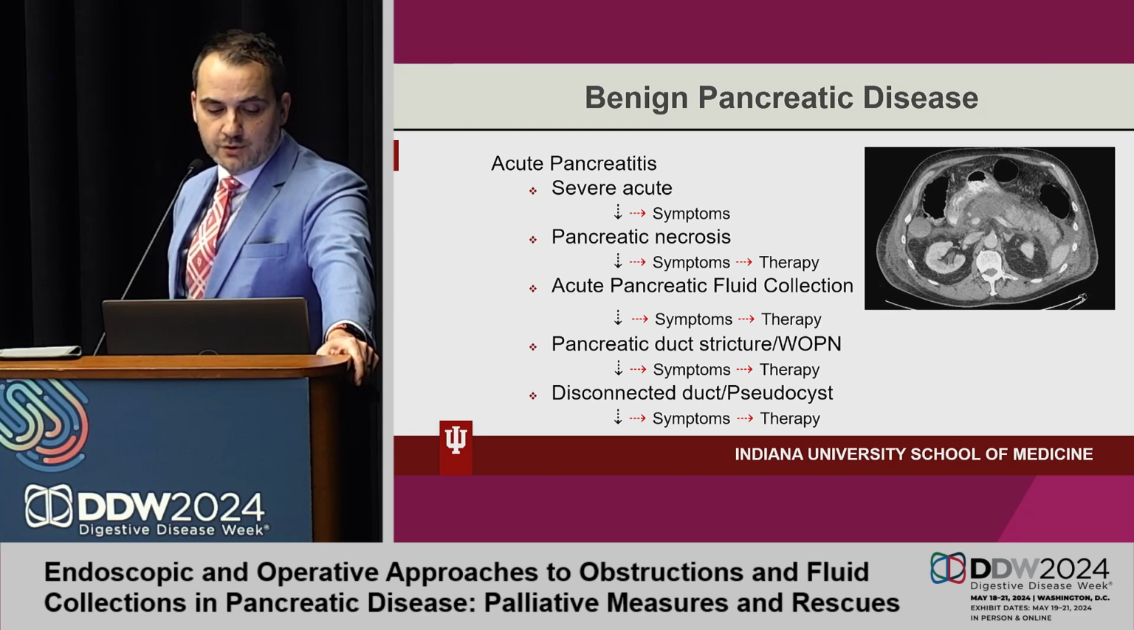Some of these patients will have acute peripancreatic fluid collections. They have their own unique set of symptoms and therapies. But certainly it continues with pancreatic duct strictures, walled-off pancreatic necrosis, as well as disconnected ducts and pseudocysts.